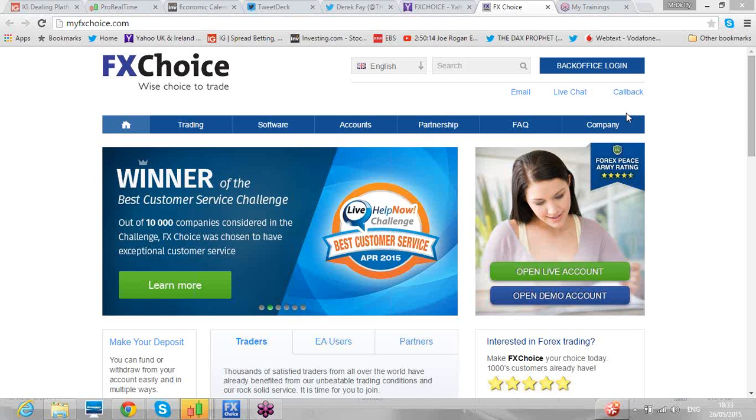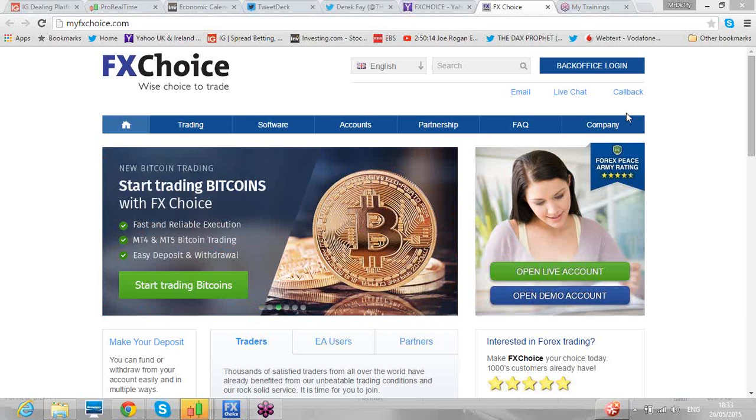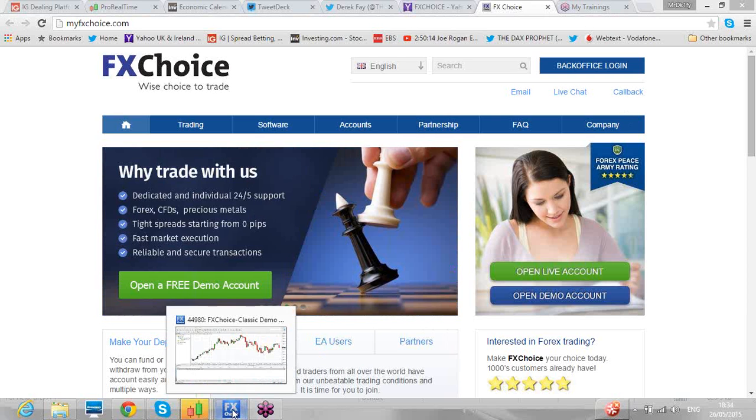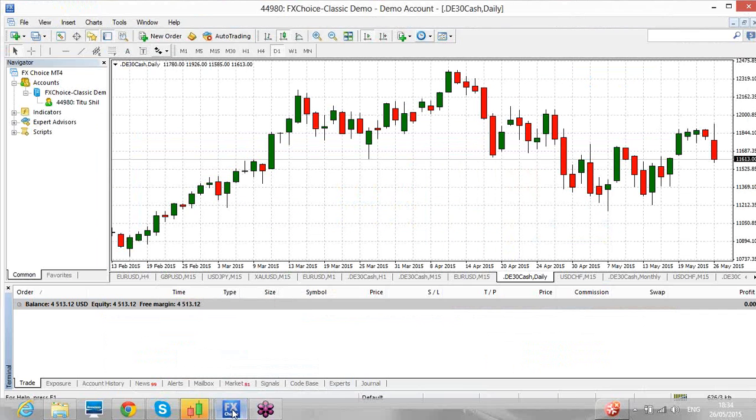In this tutorial we'll be discussing risk management, the risk reward ratio, and the difference between a pip and a point. So at the moment we're on our FX broker platform. We're going to open up our FX Choice MT4 platform to place a trade and show some risk management and risk rewards.